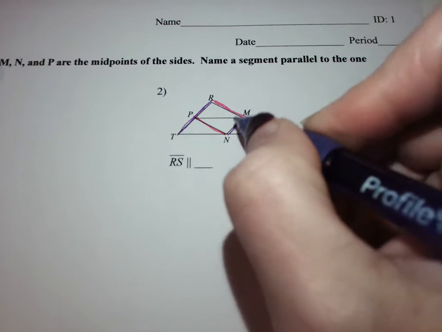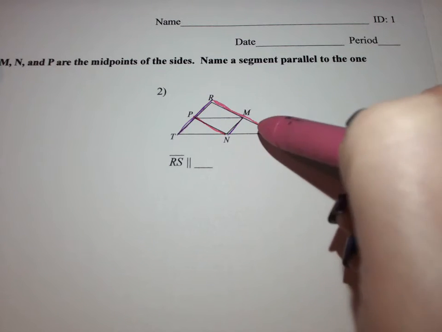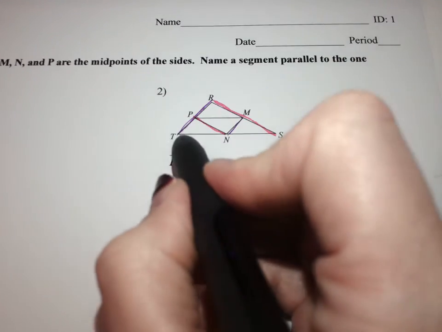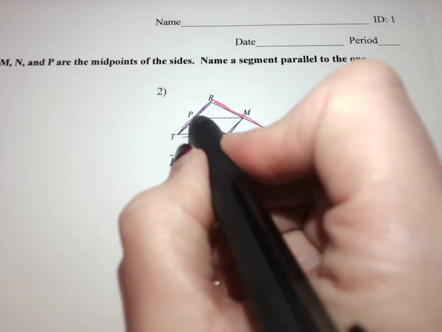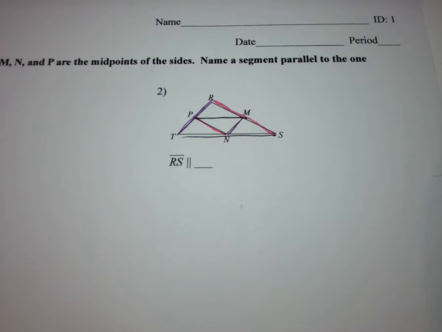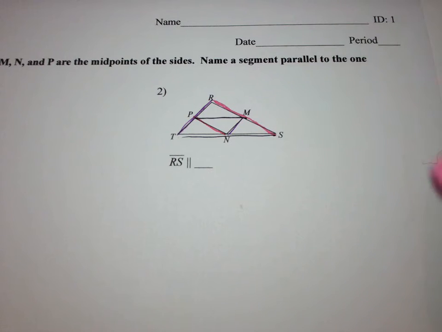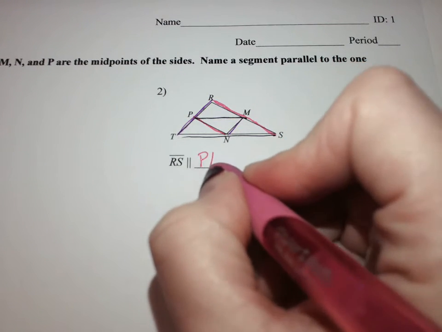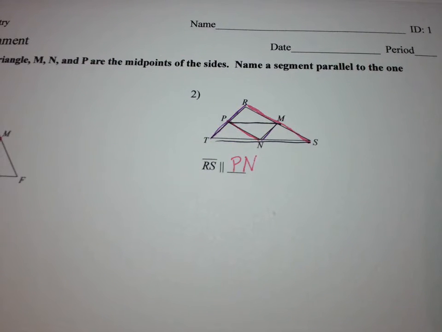So we've got N and M, that is the mid-segment there, and they're parallel to each other. And the third one we would have is T and S and P and M, but you're only being asked to find the one that is parallel to R and S, which we already said was P and N. So you can be asked for one of those.